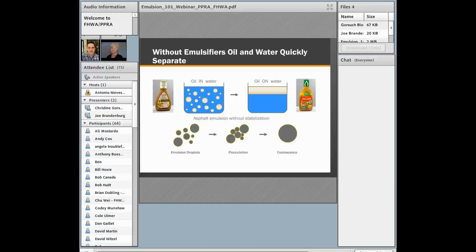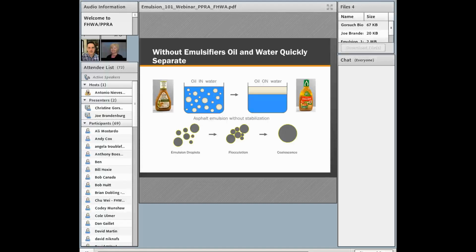So emulsifiers are really important because without them, the asphalt and the water will quickly separate, so you won't have a stable emulsion. You can think about it like a salad dressing. Salad dressing has oil and a water-vinegar phase. If you shake it up, the oil is dispersed in that water phase, but as soon as you stop shaking, it starts to separate. You'll have two phases again, the water and the oil, if you don't have an emulsifier like egg yolk in the salad dressing. It's the same concept with asphalt emulsion.